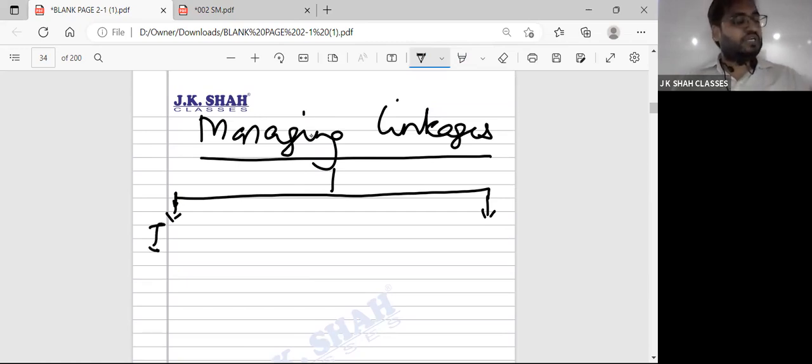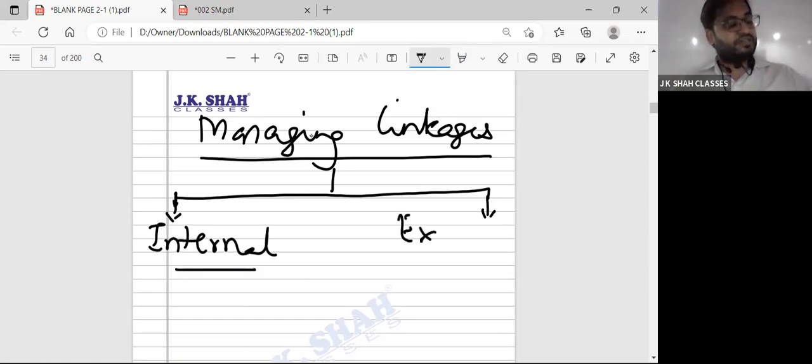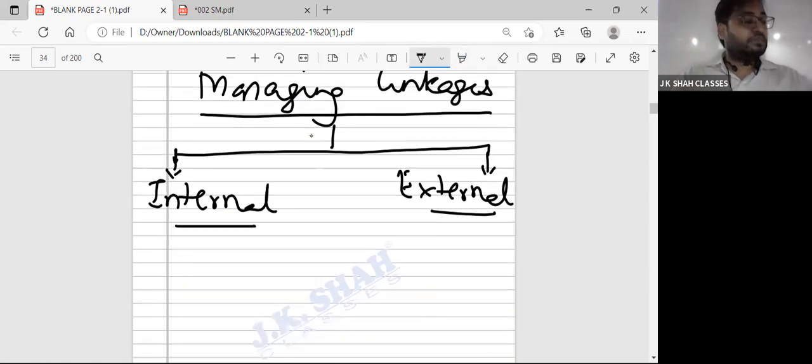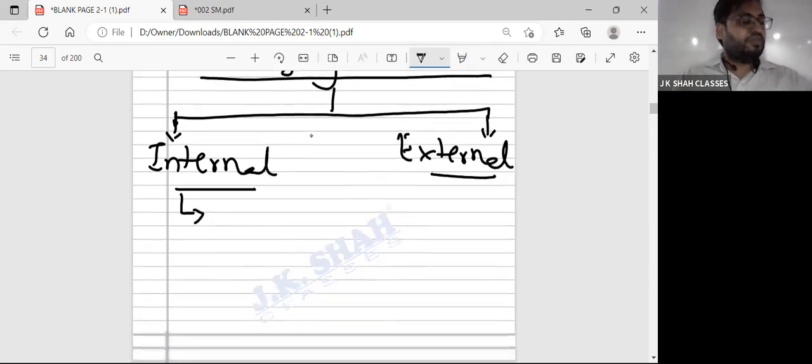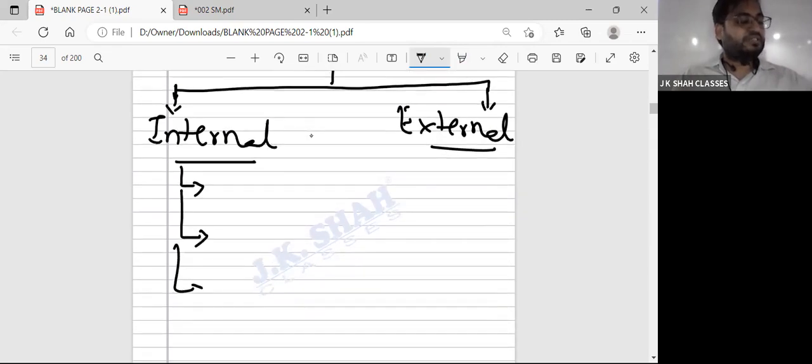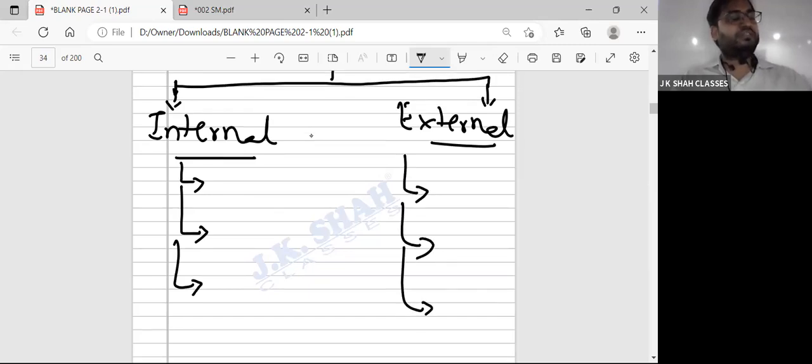We have two kinds of linkages: internal and external. Internal linkage, external linkage. We have three internal linkages and we have three external linkages. Please write this, I will explain.